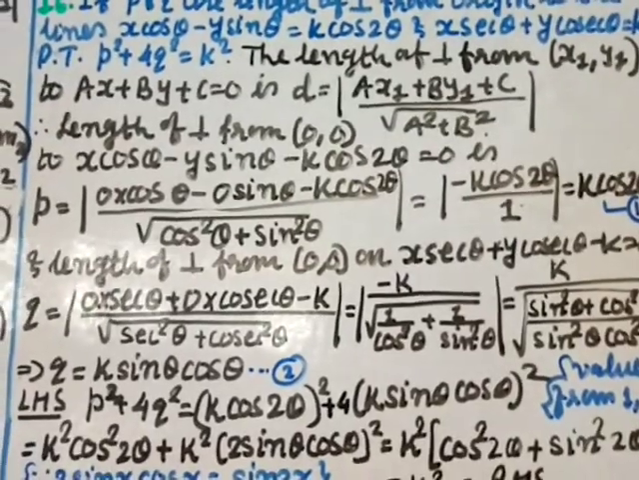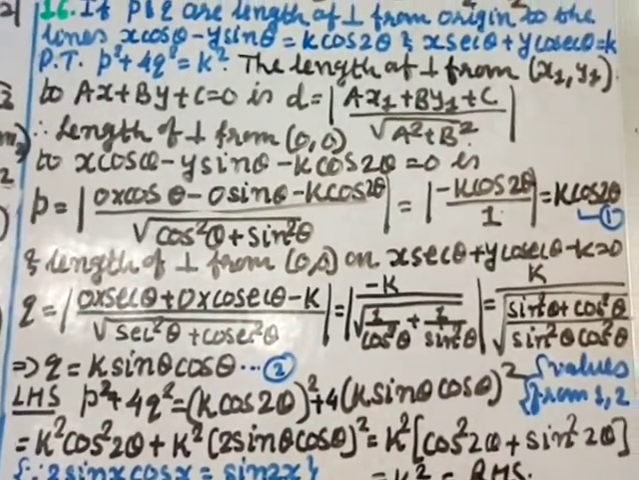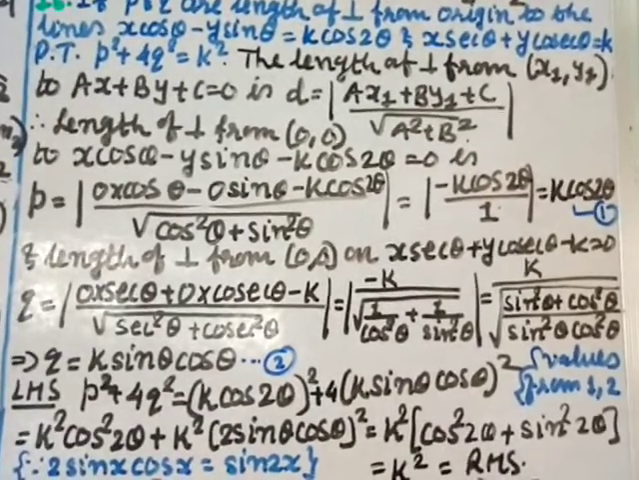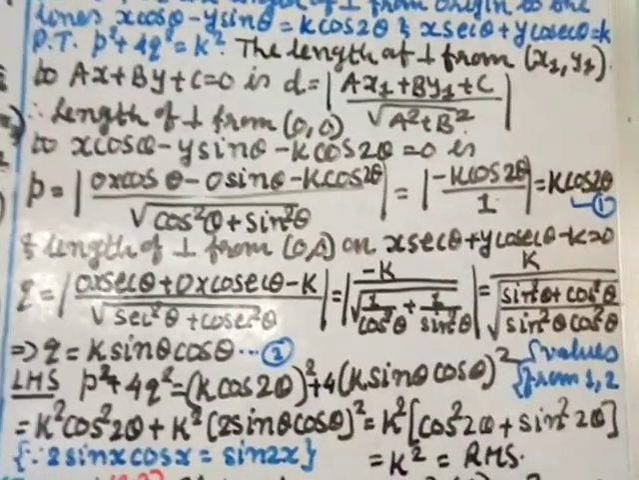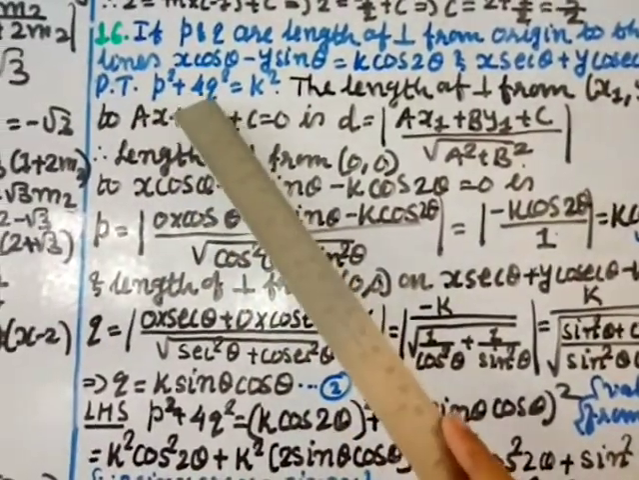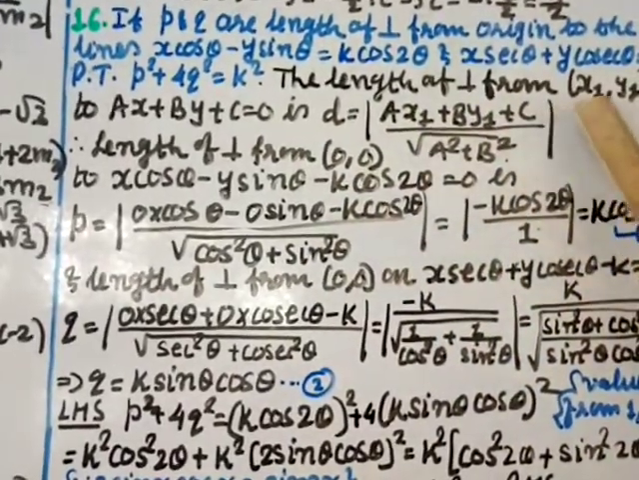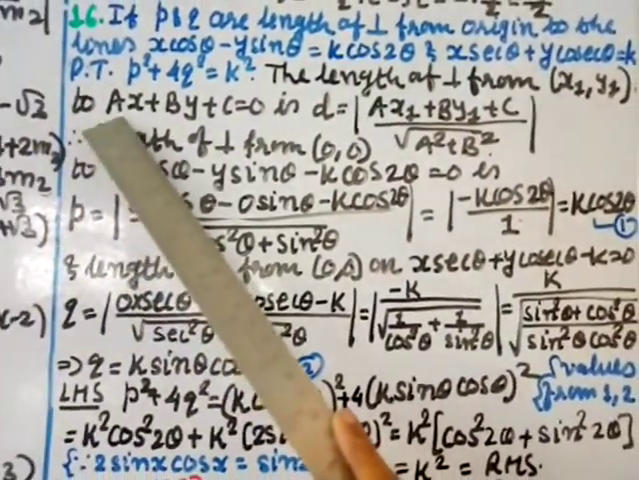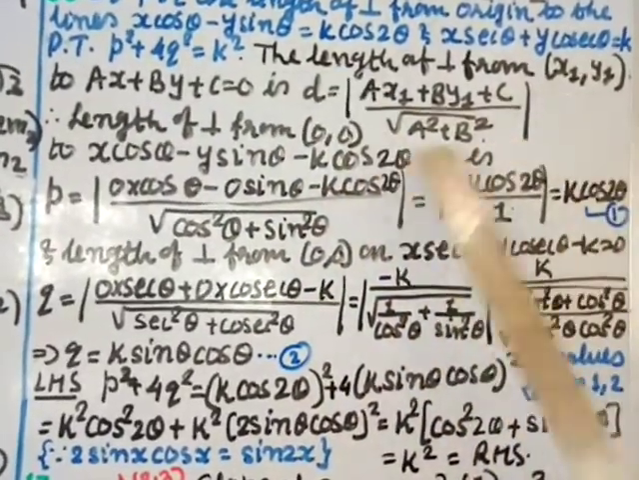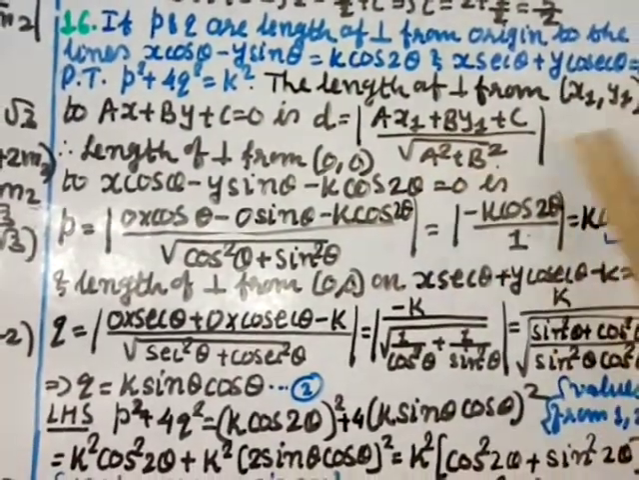Question number 16. If P and Q are the lengths of perpendicular from the origin to the lines x cos theta minus y sin theta equal to k cos 2 theta and x sec theta plus y cosec theta equal to k, prove that P square plus 4Q square equal to k square. The length of perpendicular from point (x1, y1) to the line ax plus by plus c equal to 0 is given as d equal to modulus of (ax1 plus by1 plus c) divided by square root of a square plus b square. Okay, this is the formula.